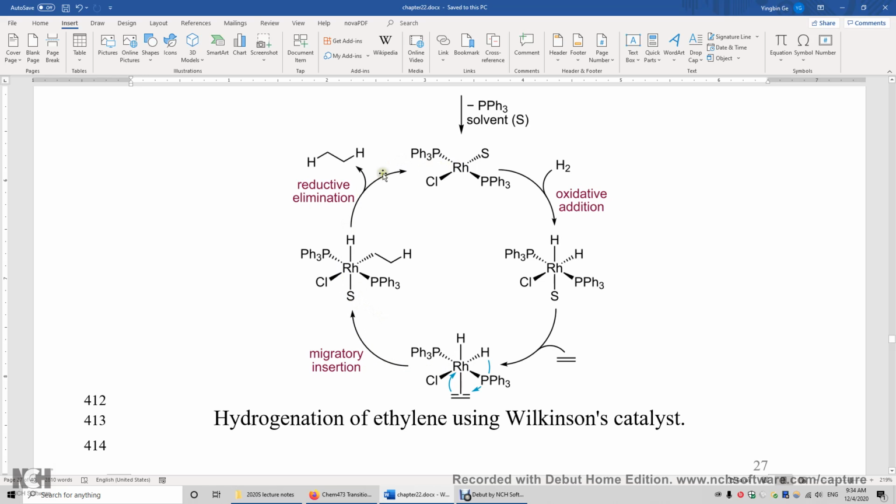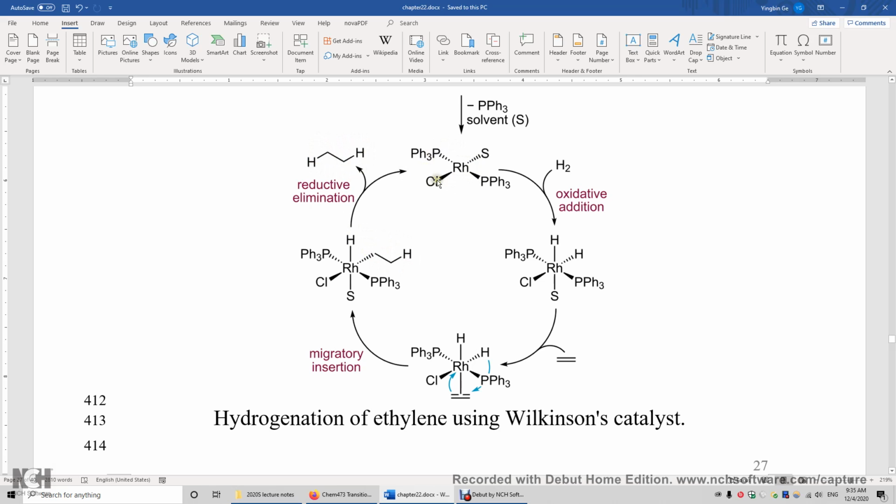Let's focus on this reductive elimination. So over here, you still have rhodium 3. You have a negative charge on this hydrogen, a negative charge on this carbon, a negative charge on this chlorine. So this rhodium has an oxidation number of 3. And then this is reductive elimination. This hydrogen and this ethyl ligand leave at the same time and form this ethane.